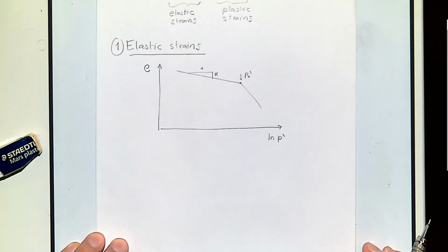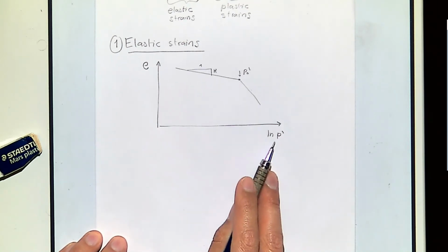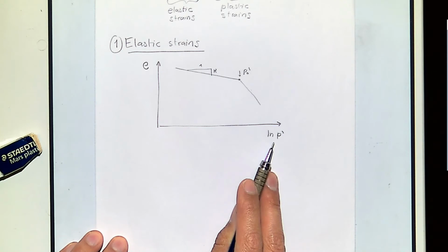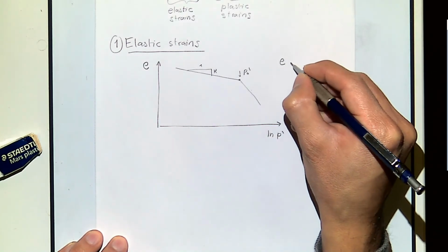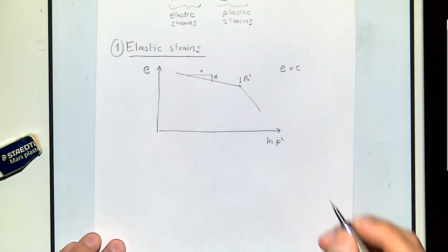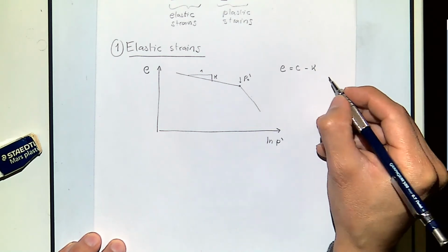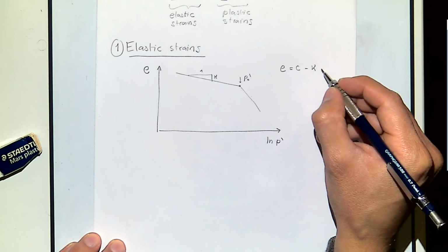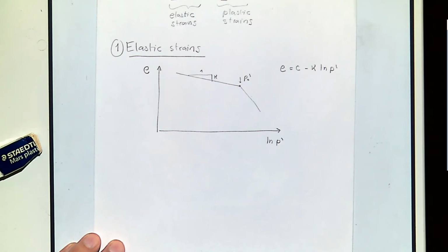Okay. So what this line is telling me, and because it's as a function of the logarithm of the mean stress, is that void ratio is equal to a constant, that doesn't matter now what the constant is, minus the coefficient kappa, which is the slope, times the natural logarithm of p prime. It's just an equation of a line.